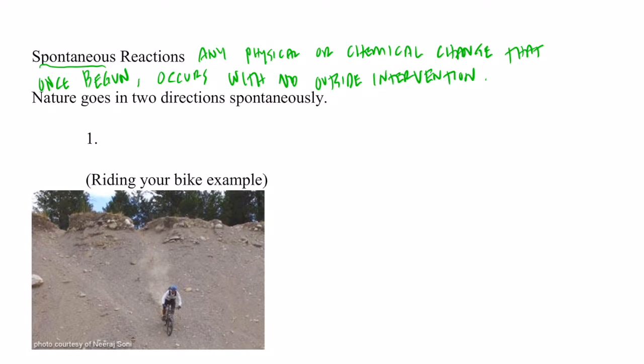Now, first of all, let's talk about how nature proceeds spontaneously. So nature goes in two directions spontaneously. Nature goes to an area of lower enthalpy. So we have a negative delta H. Nature prefers exothermic reactions where they like to go from a high energy situation to a low energy situation.